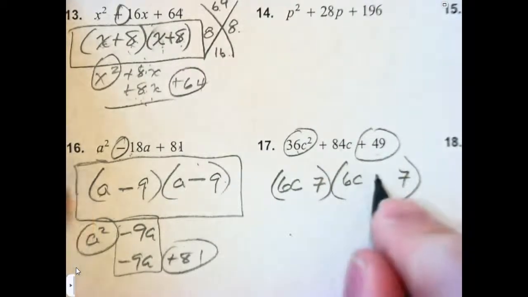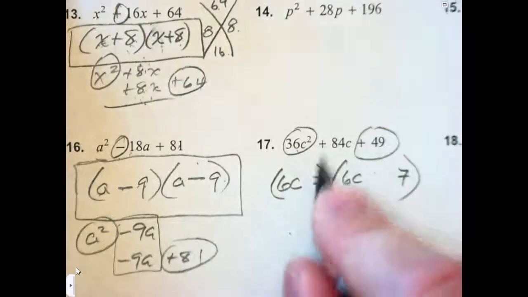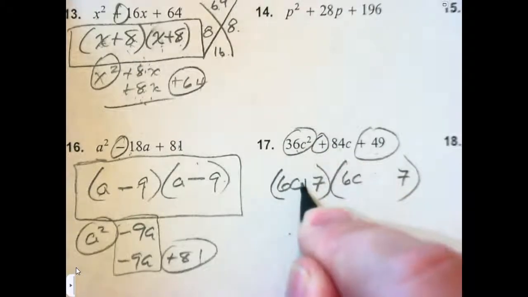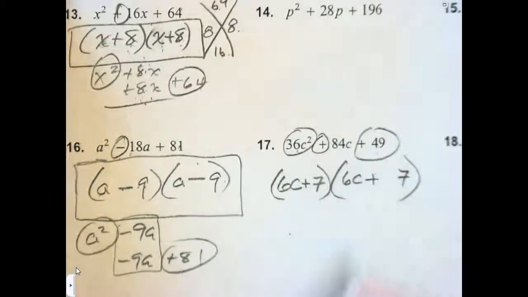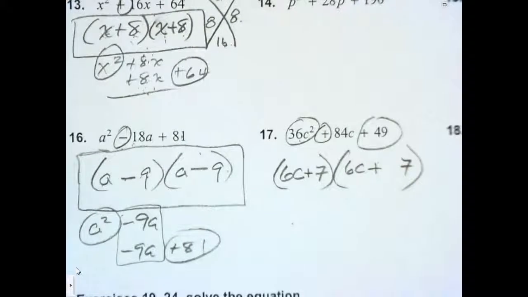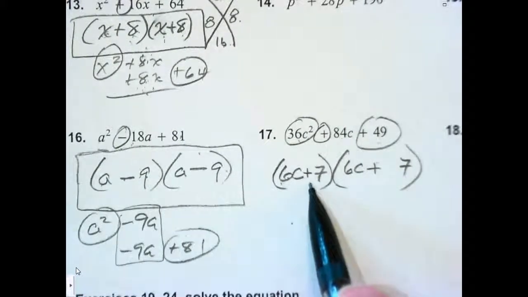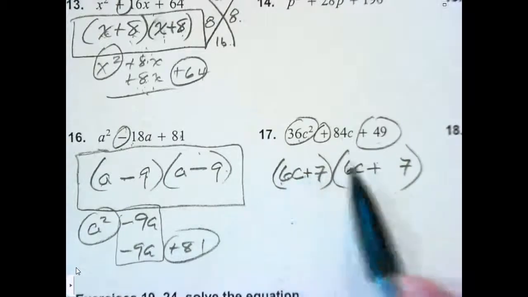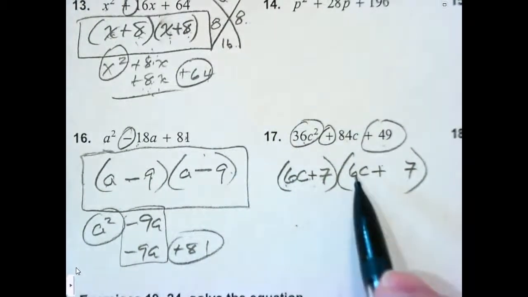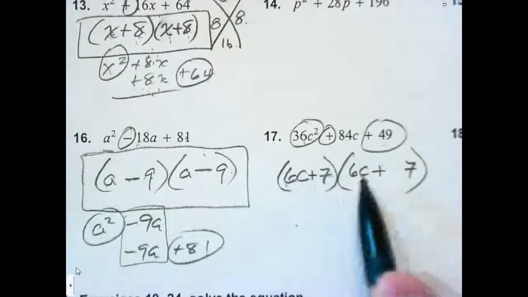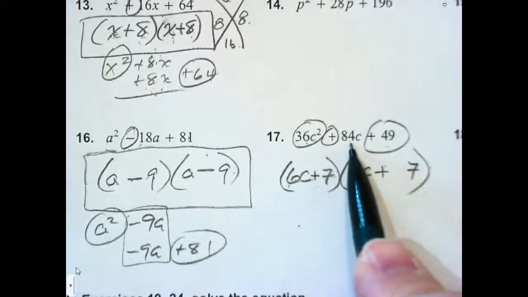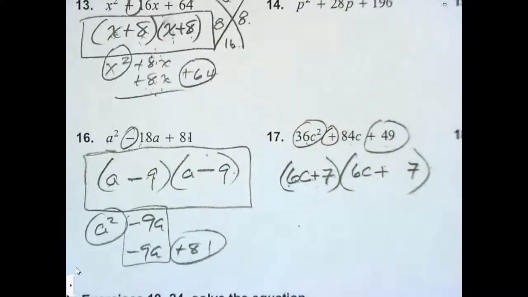What goes in the middle? Plus. No, not plus and minus. Just plus. Now, does it work? Well, what's 6 times 7? What's 6 times 7? 42. Okay. You have 42 here and 42 here. Does that make 84? Yeah. Then it works. Okay?